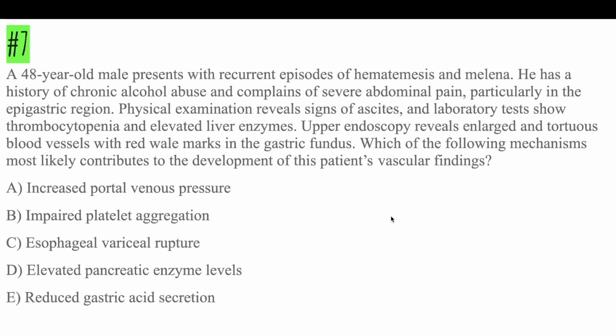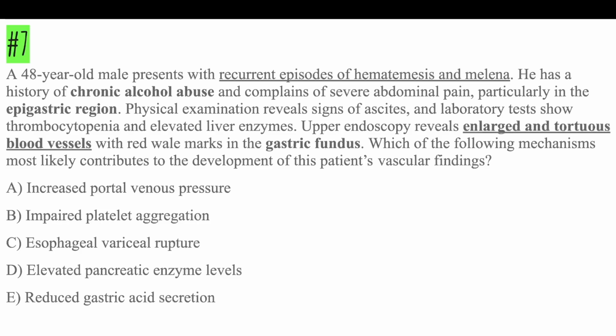So we're looking for vascular findings here of this patient. And so what I've done this time is I've actually highlighted some of the key things you were supposed to pull out that will really help you with this question. So we'll go ahead and do that.